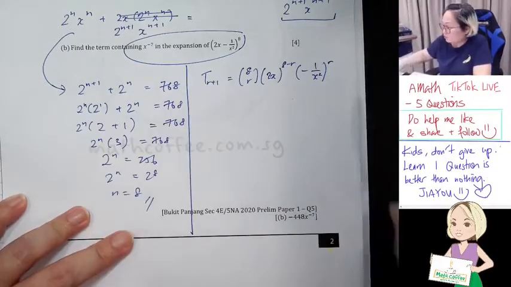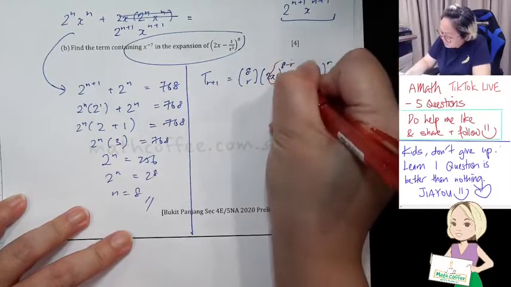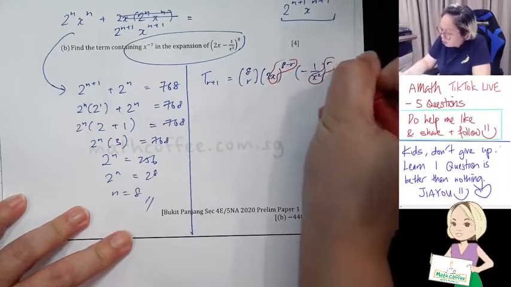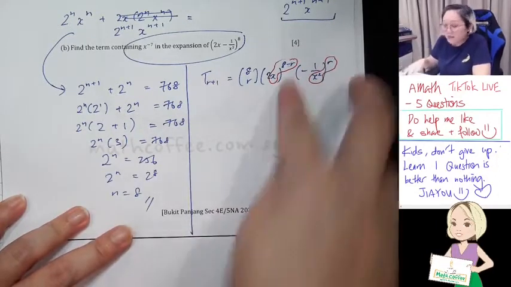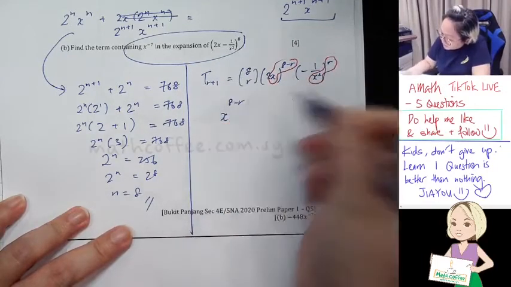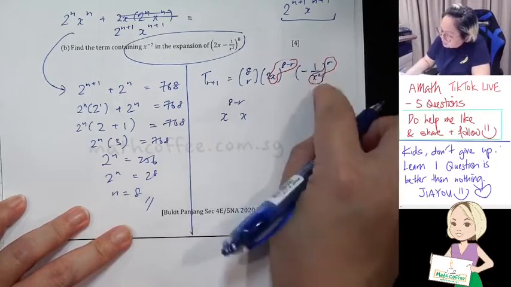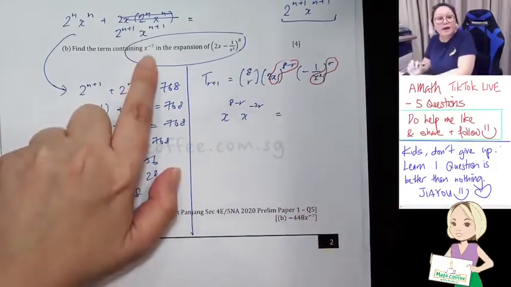Okay, so what do you do? Let's take a look. This part and this part contribute to the x. Understand? So after that, I'm going to just dig out the red color part. We will say x^(8 minus r). This one brought up is minus 2, so it's x^(minus 2r). I want to equal this to x to the power of minus 7.